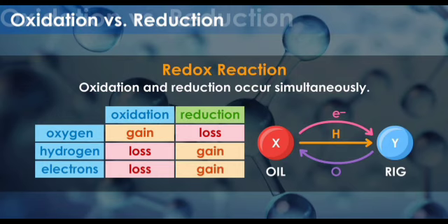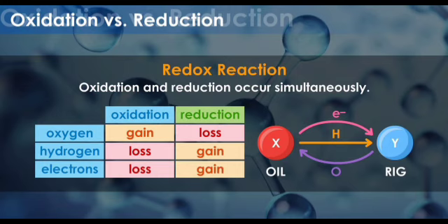If we allow this thing to be like this, it means that on the reduction side, since it has only 1 electron, 1 electron was gained. But on the oxidation side, 2 electrons were lost.